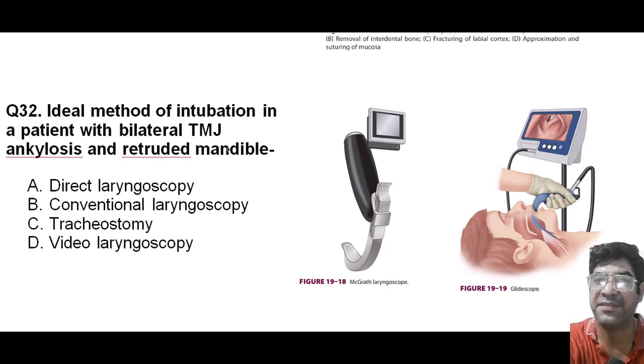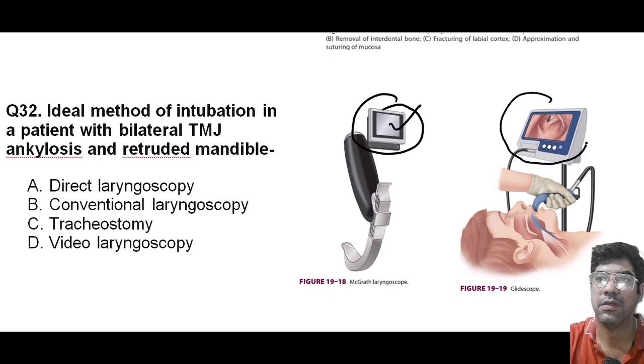Why will we consider video laryngoscopy? Video laryngoscopy has improved visualization. Why? Because there is an inbuilt camera and a video screen. That will provide a clear and magnified view of the glottis, that is the opening to the trachea, and surrounding structures. So even when the mouth opening is limited, that will improve the oral surgeon's visualization, which is crucial for successful intubation.